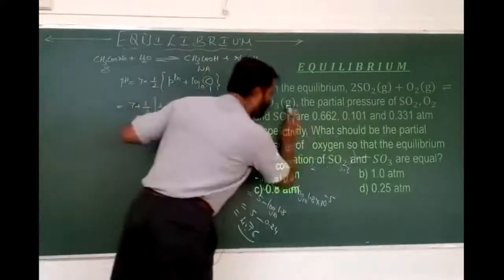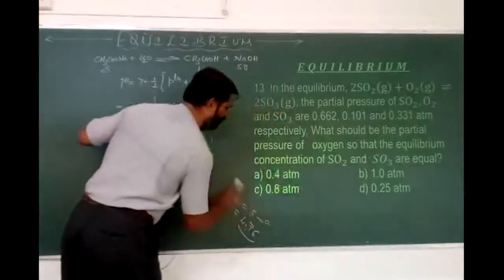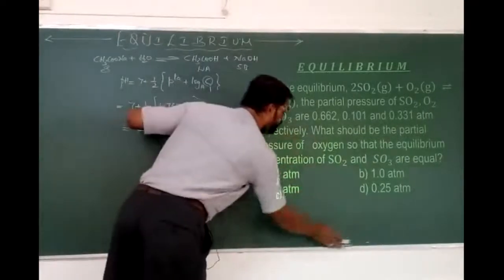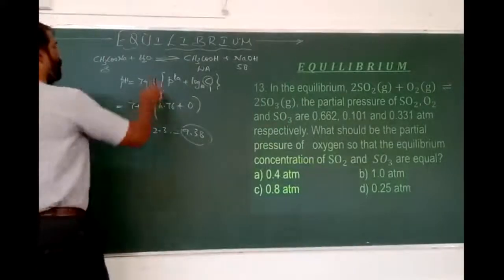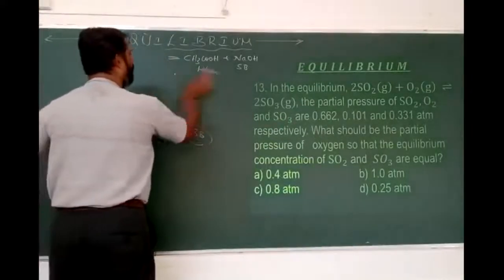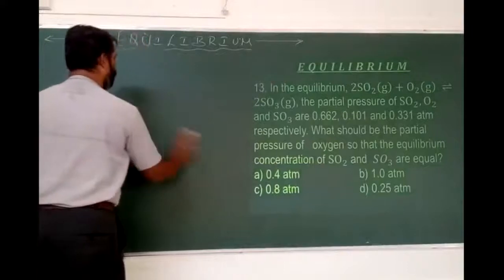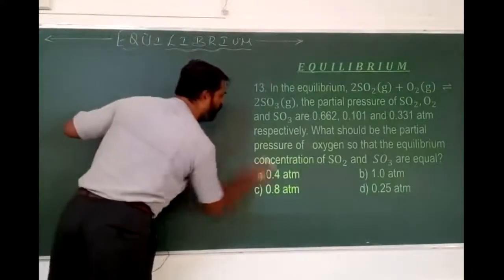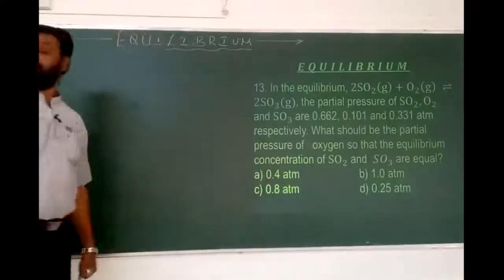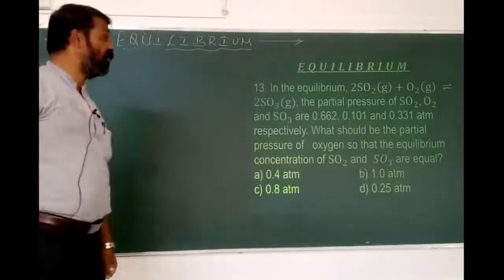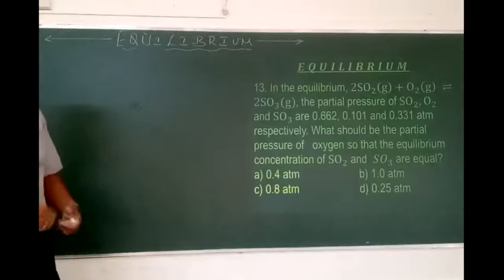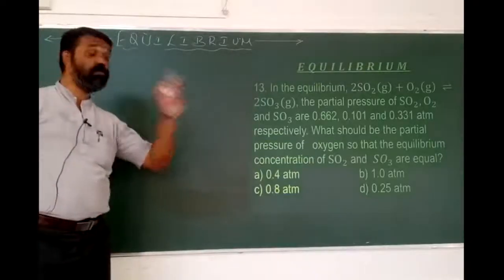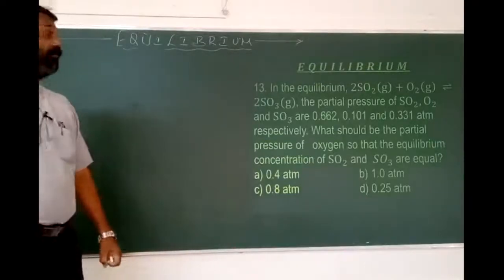In that equilibrium, 2SO2 plus O2 gives rise to 2SO3. The partial pressures of SO2, O2 and SO3 are respectively 0.662, 0.101 and 0.331 atmosphere. What should be the partial pressure of oxygen so that the equilibrium concentrations of SO2 and SO3 are going to be equal?